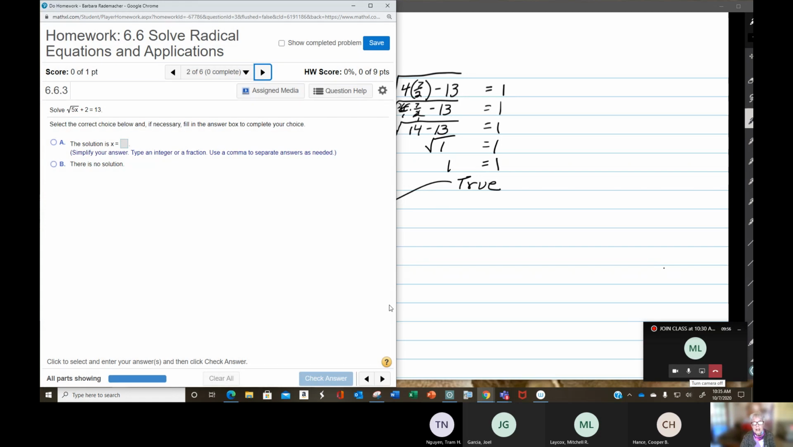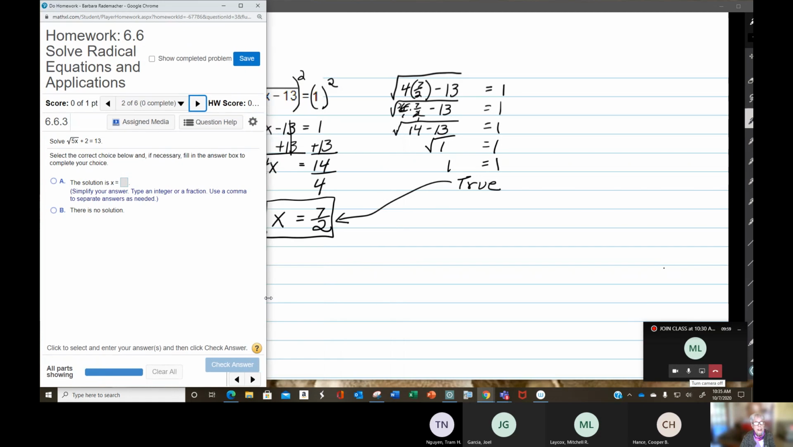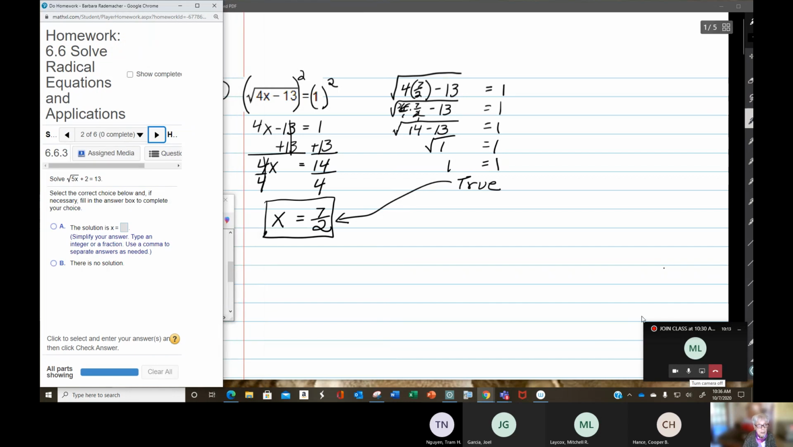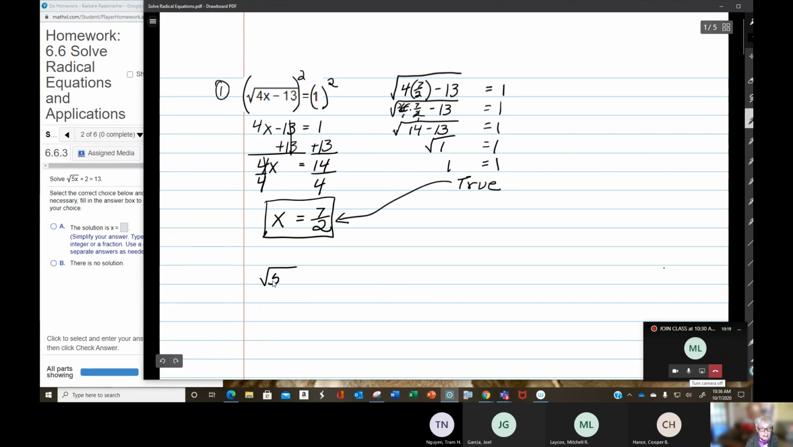Now we have to notice a slight variation in the strategy. We're not just going to square both sides. We have to isolate the radical term first. So here's the problem. The square root of 5x plus 2 equals 13. So I've got to get the square root term by itself first. So I'll subtract 2 from both sides.